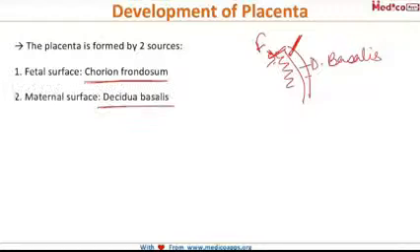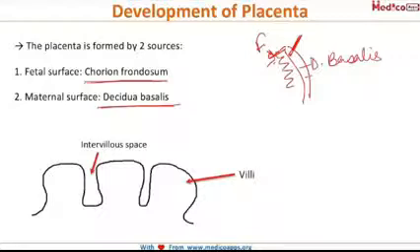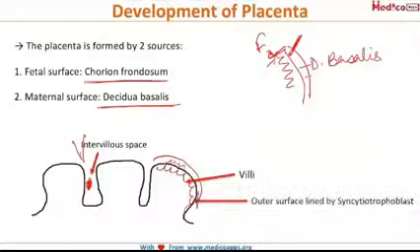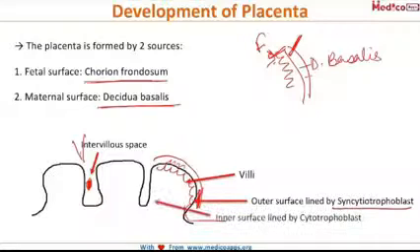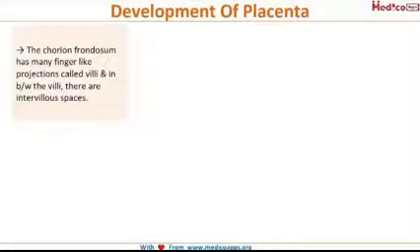As you can see in this diagram, this is our villi, this is the intervillous space. It is here that the maternal arteries come and open, and this is the villus which is lined by the outer syncytiotrophoblast, which is a multinucleate cell layer, and the inner cytotrophoblast, which is a single cell layer. Now, this chorion frondosum has many finger-like projections called villi, and in between the villi there are intervillous spaces.